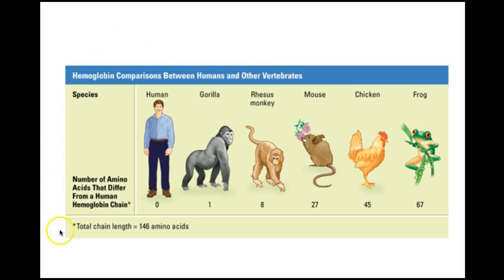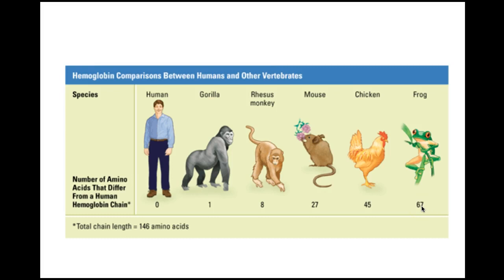This last slide over here is pretty much just the same thing as you saw in the stations. You're just comparing a different protein. This one is hemoglobin. So comparing how many differences between each animal to humans. So comparing human to human, there's no difference because it's the same one, but comparing a gorilla's hemoglobin sequence to humans, there's one difference. Rhesus monkeys have 8 differences, mice have 27, chickens have 45, and frogs have 67.